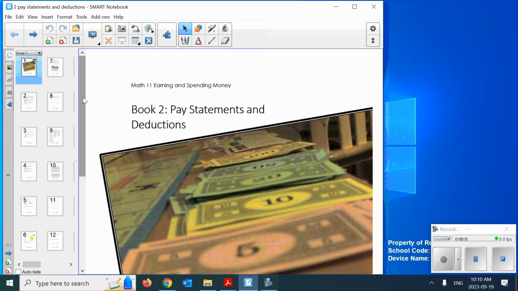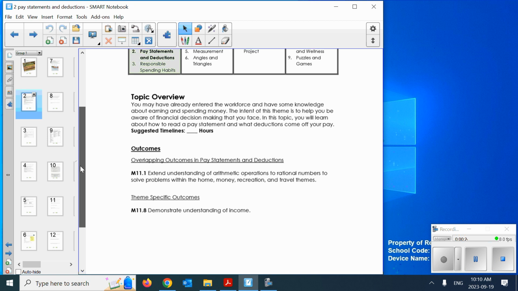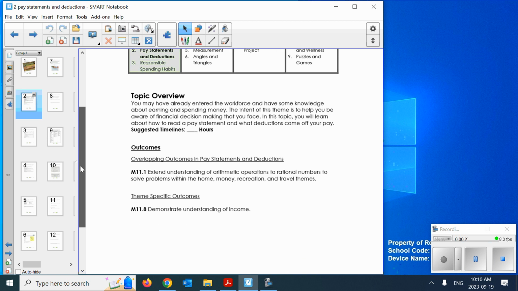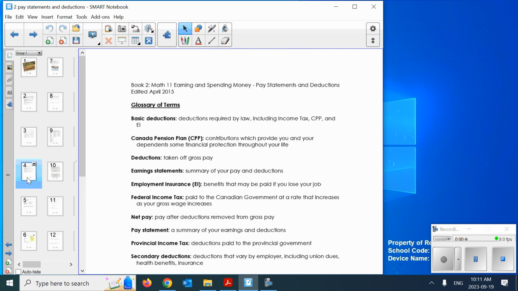Looking at pay statements and deductions, this booklet we're working through. You see these stacks of fake cash, Monopoly money. Someday you'll be making real money. So this is where it all fits in the curriculum. You're going to extend your understanding of arithmetic operations and rational numbers to solve problems about money at your home, recreation and travel. That's where it fits into your curriculum.